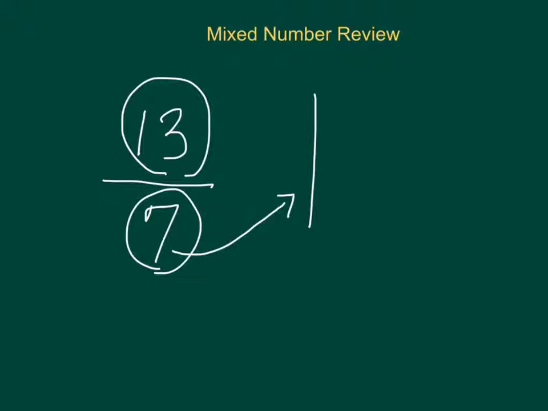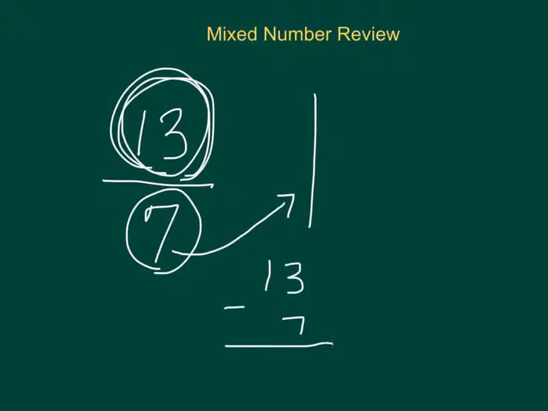So then I take 13, which is my total amount. 13 minus 7 leaves me with 6 left over. So my fraction becomes 6, and my denominator remains the same. So 1 and 6/7.